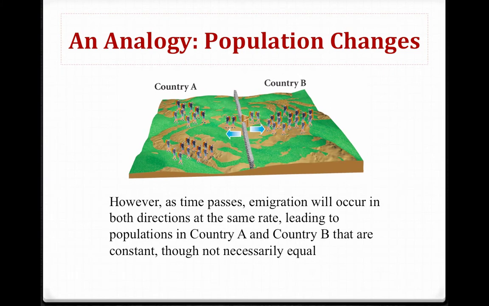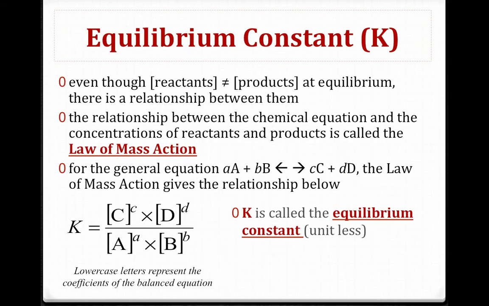So we look at an analogy here in terms of population change. When country A citizens feel overcrowded, some will start to emigrate to country B. You see them moving. As time passes, emigration occurs in both directions at the same rate, leading to populations of country A and B that are constant, though not necessarily equal. That's key. The equilibrium constant is related to the law of mass action, which says that there's a relationship between the chemical equation and the concentrations of the products.